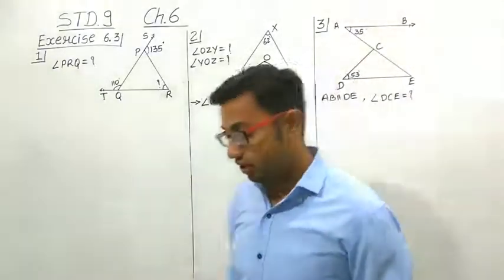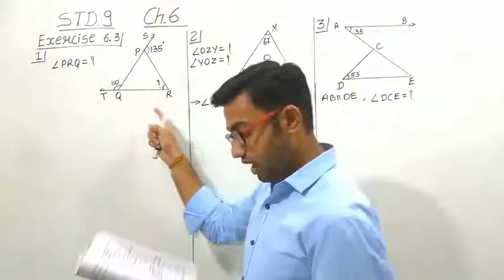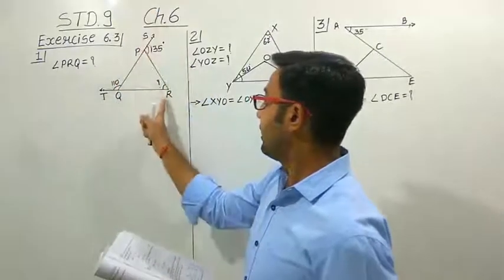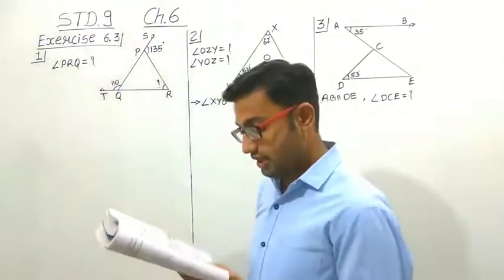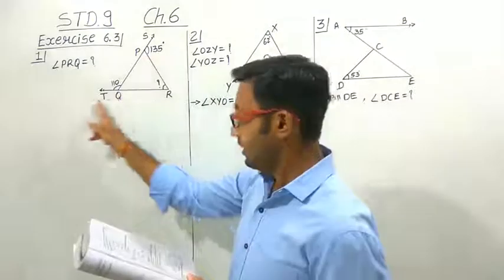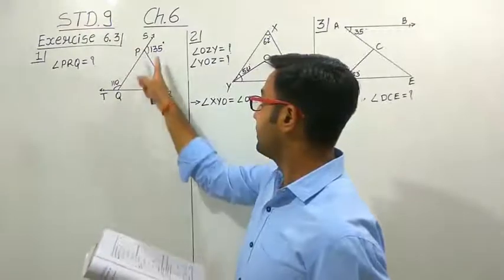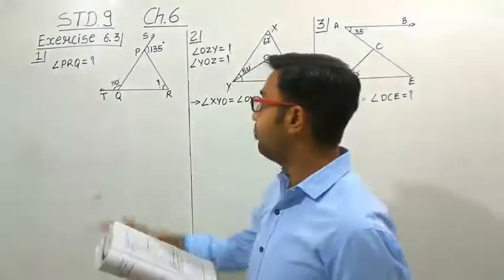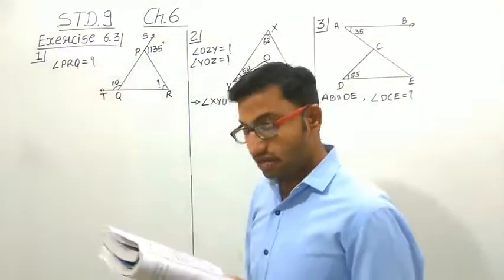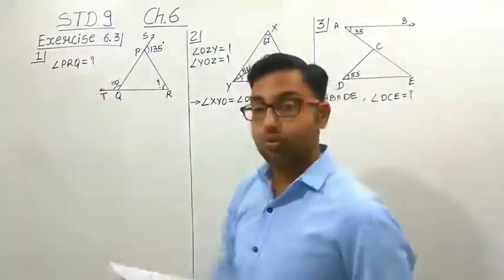The first question of exercise 6.3 is: here we have a triangle PQR, with QP and RQ extended, so the sides of triangle PQR are produced to points S and T. We have been given angle SPR as 135 degrees, and the second angle PQT as 110 degrees. We have to find out the angle PRQ.